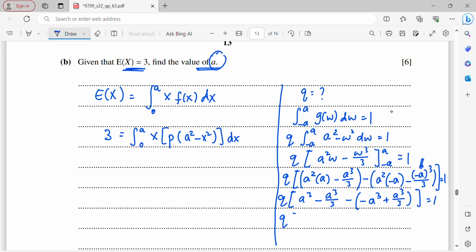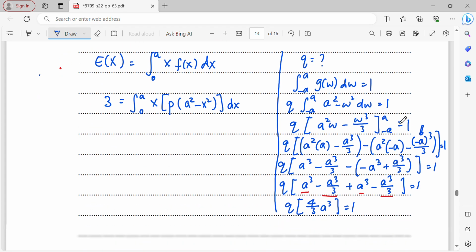So when you open the bracket, basically a cubed minus a cubed over 3. Minus minus is a plus, a cubed. Then minus plus is a minus. So now, when you simplify, 1a cubed plus 1a cubed is 2a cubed. Then minus this means minus 2 over 3. So 2 minus 2 over 3, you will be getting 4 over 3. a cubed equals to 1. Then from here, I will be getting my Q. My Q is basically 3 over 4a cubed.